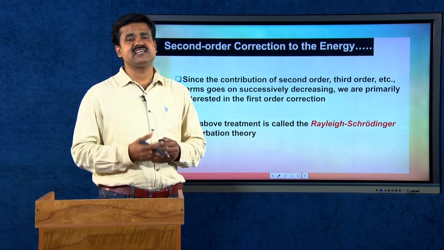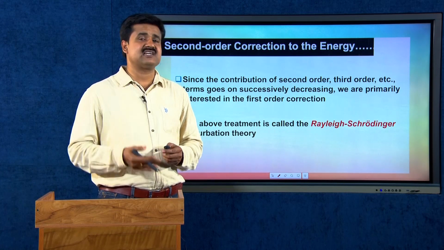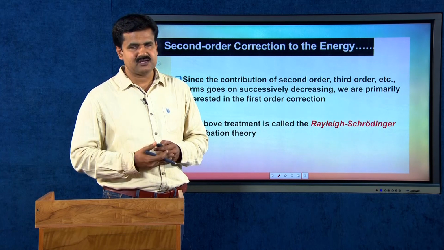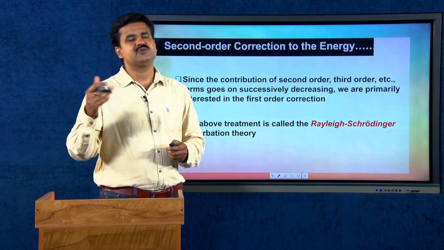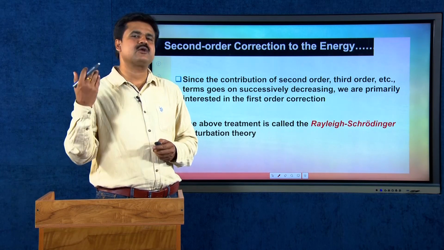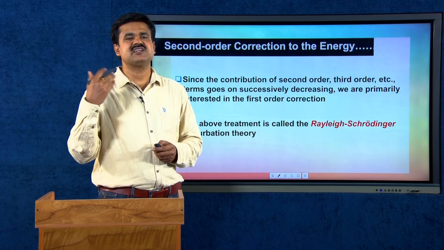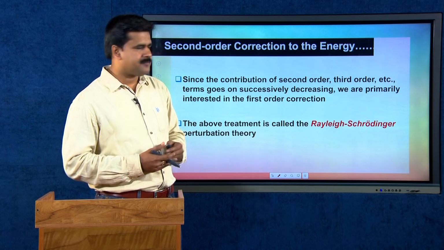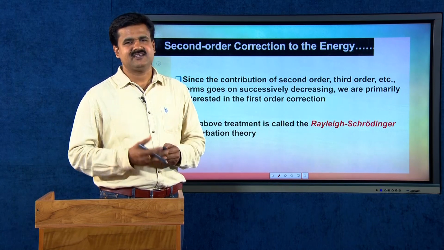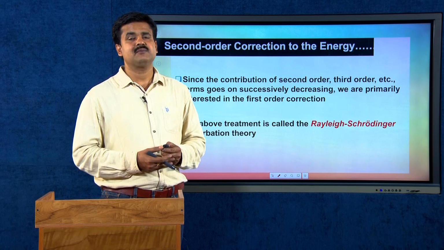That is, according to Rayleigh-Schrodinger perturbation theory, we need not consider corrections above second order, or we can stop nearly at the first order. This is because higher order corrections are successively decreasing, and we are especially focusing on the first order correction. This statement of simplification is known as Rayleigh-Schrodinger perturbation theory.